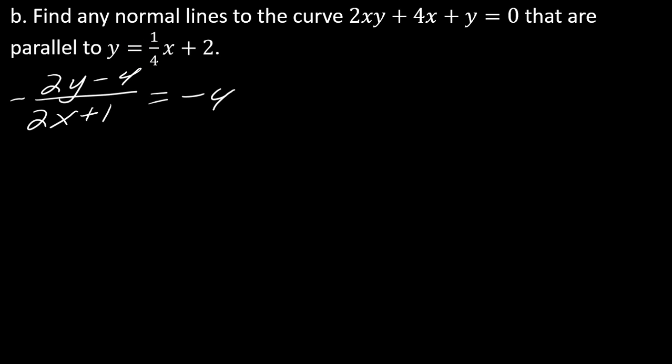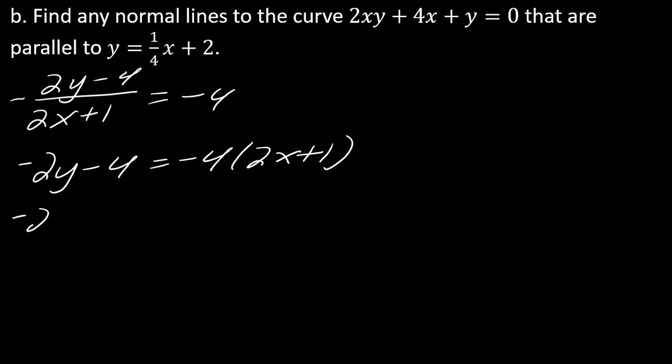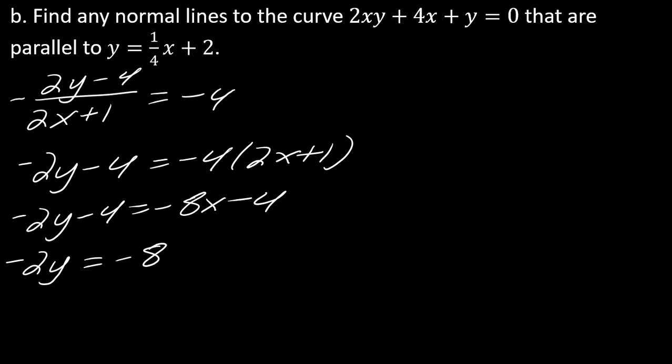So I'm going to have -2y minus 4 equals -4 times 2x plus 1. So then I get -2y minus 4 equals -8x minus 4. And now looking at this, which letter looks easier to solve for? I would say y. So if I add 4 to each side, the 4's will drop out. So I'm left with -2y equals -8x. Divide each side by -2, you get y equals 4x. Okay, so we got y equals 4x.